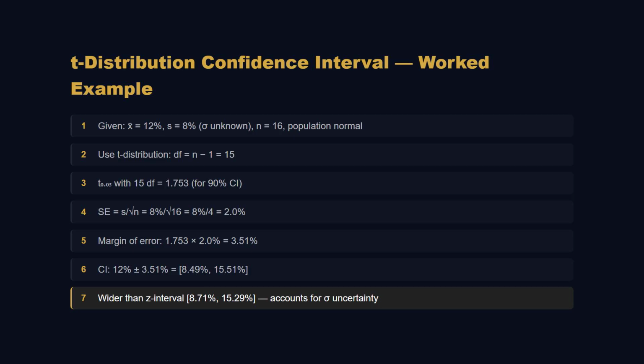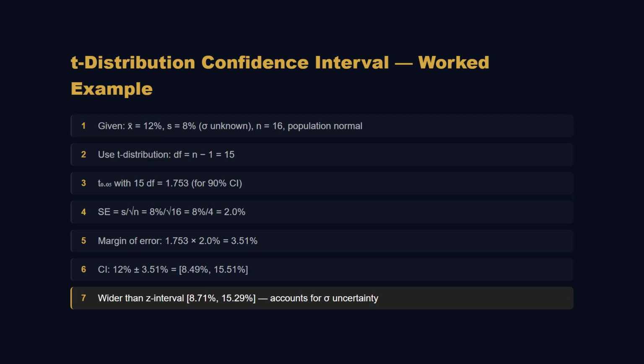Step 2. For a 90% confidence interval with 15 degrees of freedom, the t-value is 1.753. You would find this from the t-table at alpha over 2 equals 0.05 with 15 degrees of freedom. Step 3. Standard error equals s over root n equals 8 divided by the square root of 16. Square root of 16 is 4. 8 divided by 4 equals 2%. Step 4. Margin of error equals 1.753 times 2 equals 3.51%.